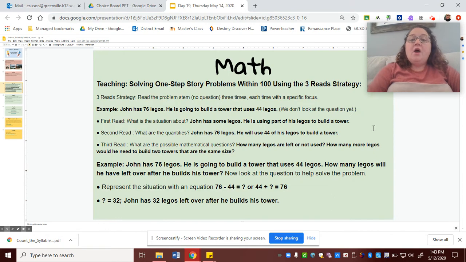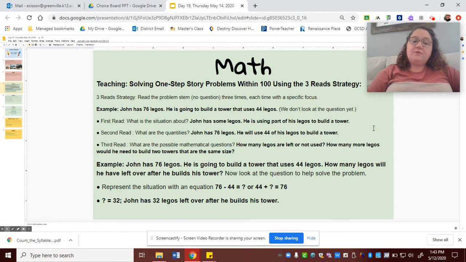for the day. All right, for math, you are solving one-step story problems within 100. So we're stepping back a little bit and making it a little easier. So the answer is not going to be bigger than 100. But you're going to do it. We've practiced this strategy maybe once or twice in class, but you're going to do it this way.